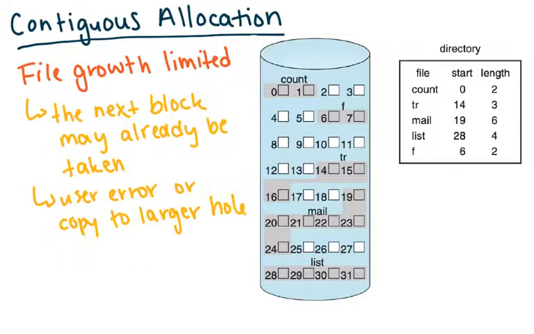File growth limited, so okay, next block might already be taken, fine. So what we can do is issue a user error to the user and say we couldn't do it this time, maybe try again, or choose a different spot to save it in, or we can copy it to a larger hole. So we can take TR here that we wanted to give 6, and we could actually copy it into maybe this hole. So it would be here, and then it could actually take up its extra 6. So we can do that.